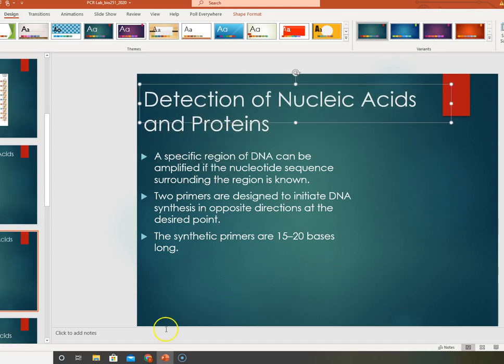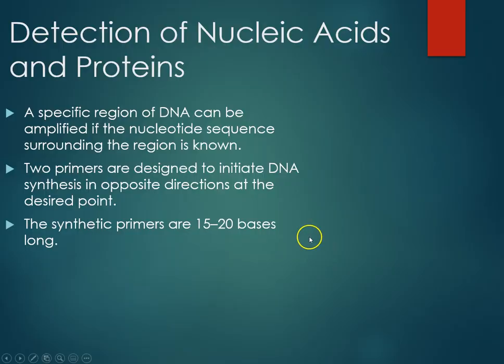Again, I think I said some of this already, but just to reiterate: a specific region of DNA can be amplified if the nucleotide sequence surrounding the region is known. So you design primers, or if you're interested in a certain gene, you're going to know what primers you want to add to your tube. You have to know the sequence. There are many ways to do this. You can design your own primers, or you can buy them commercially to target a specific gene. There are many, many resources to design those primers. But the bottom line is you have to know what you're targeting.